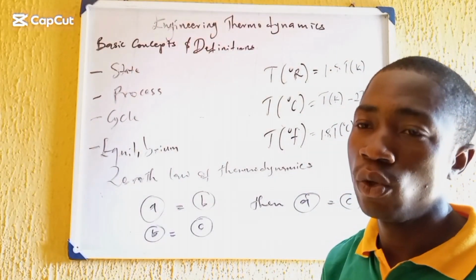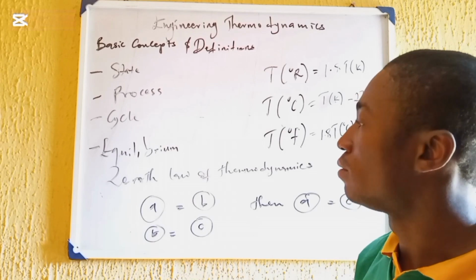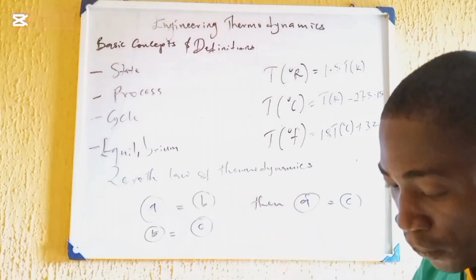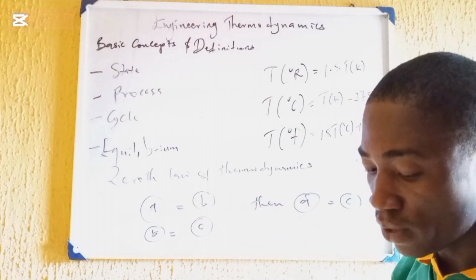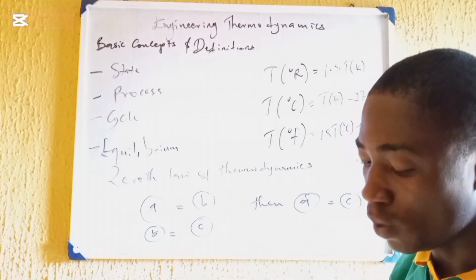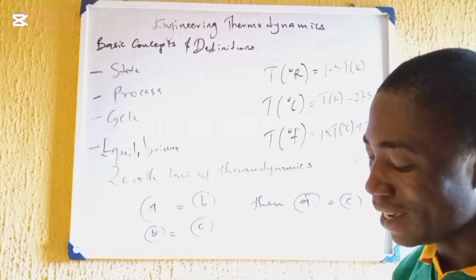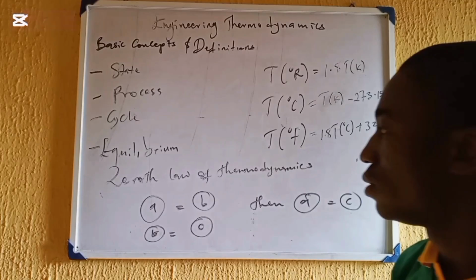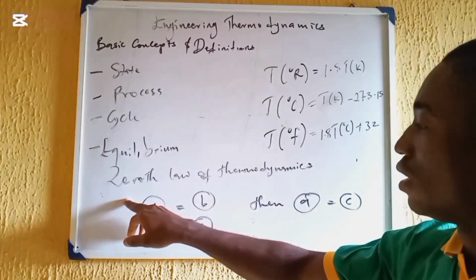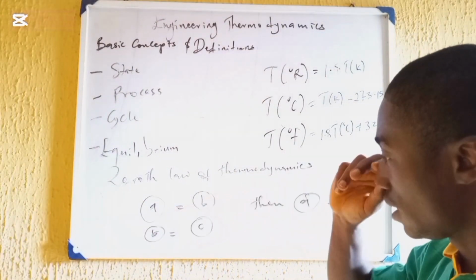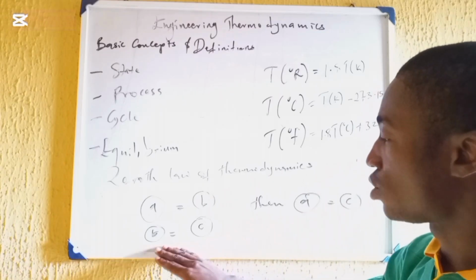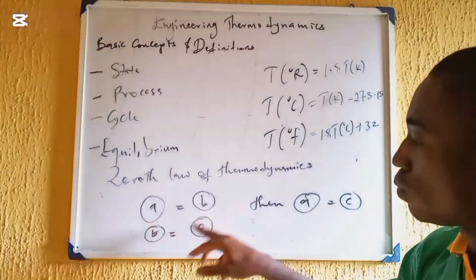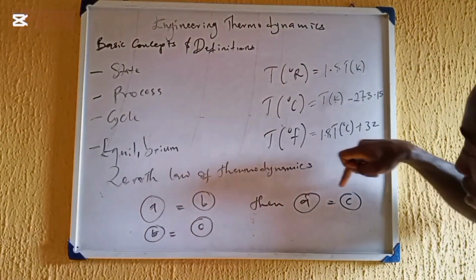So finally, we want to look at the zeroth law of thermodynamics. It states that if two systems are in thermal equilibrium with a third system, then they are in thermal equilibrium with one another. This is just simple logic. If system A is equal to system B, in terms of temperature, and system B is equal to system C, what does it mean? A equal to B, B equal to C. It means that A is equal to C.